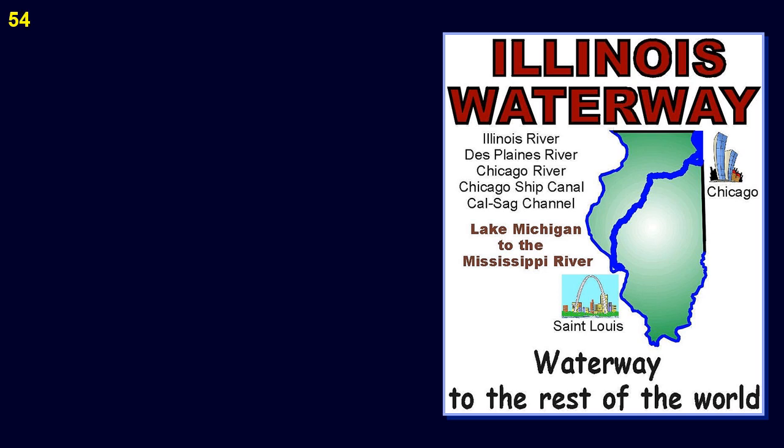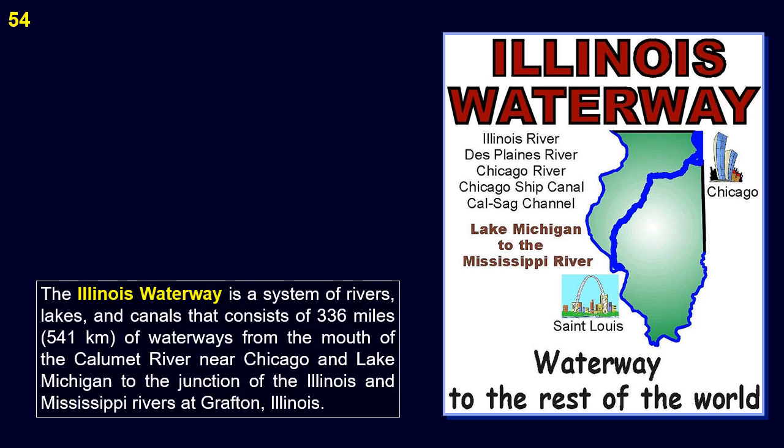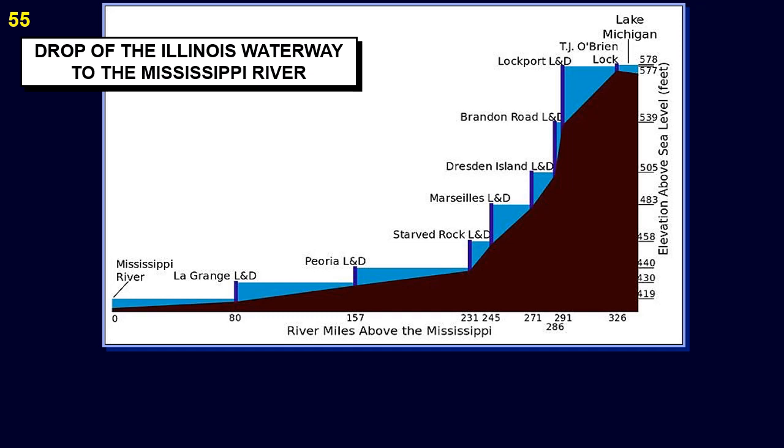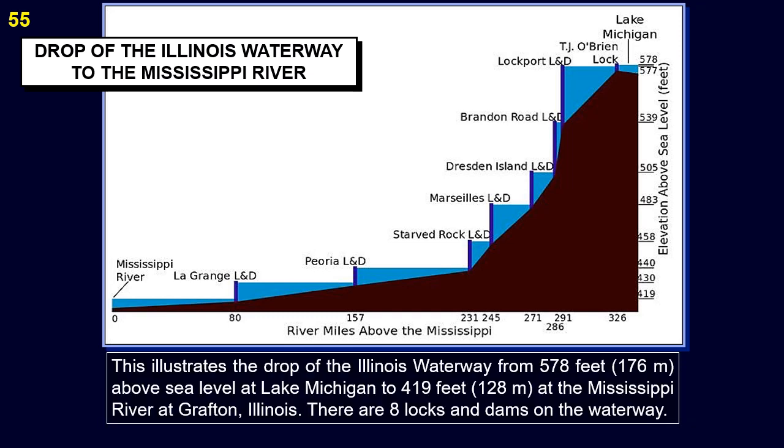Mississippi rivers. The Illinois Waterway is a system of rivers, lakes, and canals that consists of 336 miles, 541 kilometers, of waterways from the mouth of the Calumet River near Chicago and Lake Michigan to the junction of the Illinois and Mississippi rivers at Grafton, Illinois. This illustrates the drop of the Illinois waterway from 578 feet, 176 m, above sea level at Lake Michigan to 419 feet, 128 m, at the Mississippi River at Grafton, Illinois. There are 8 locks and dams on the waterway.